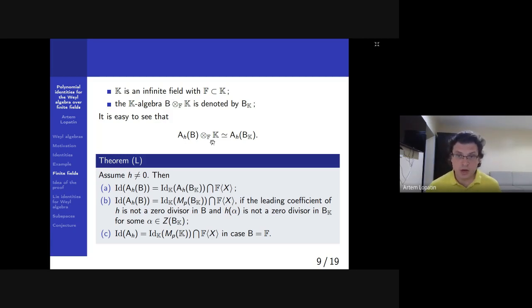And a simple remark: if we consider this parametric algebra, of course, it's the parametric algebra over the field F, and consider the tensor product with K, then it's exactly the same as the parametric algebra over the ring BK. And so here's the result. We assume, of course, that H is not equal to 0. Then we have the following equality. So what do we have here? On the left-hand side, we have exactly our ideal of identities of the parametric algebra over the ring B. And on the right-hand side, we have the ideal of identities of the parametric algebra now over the algebra BK. So BK is a K algebra, and K is an infinite field.